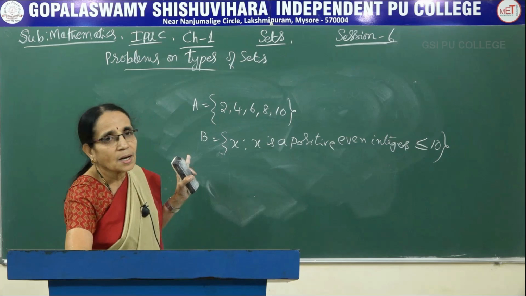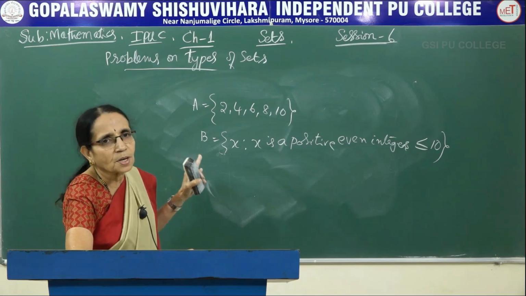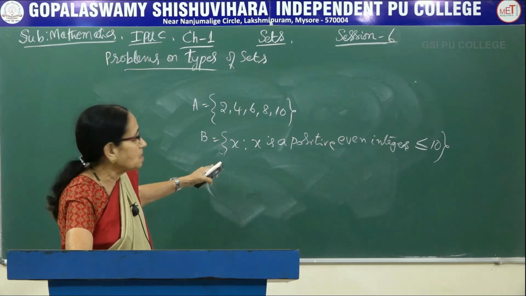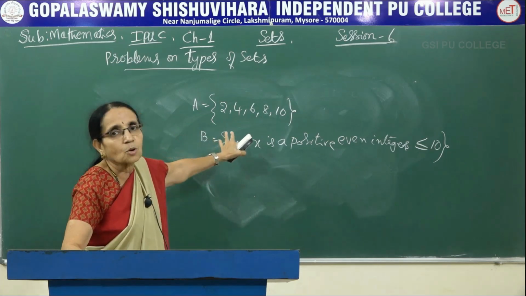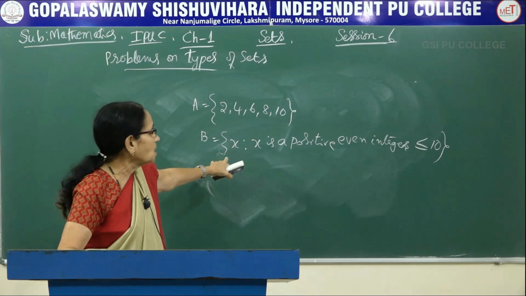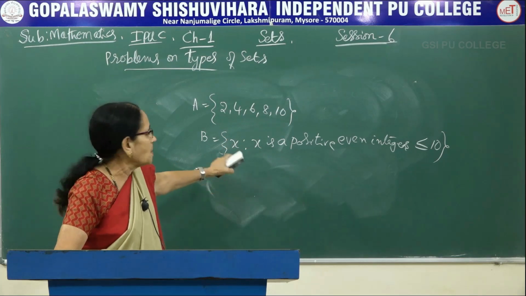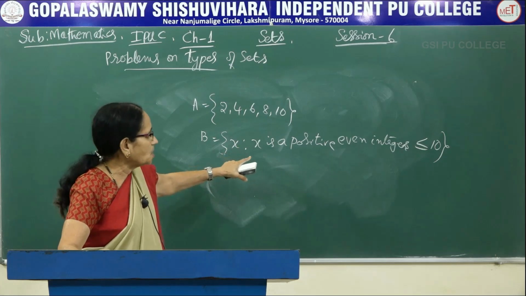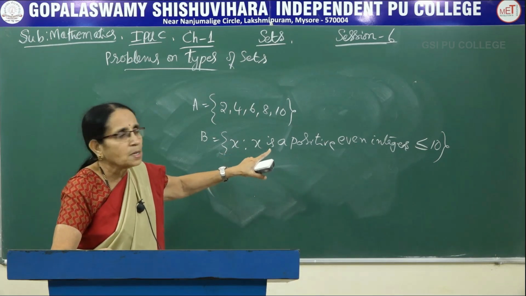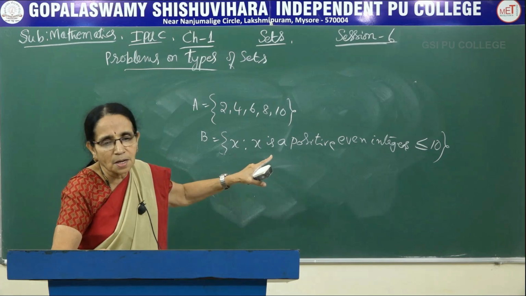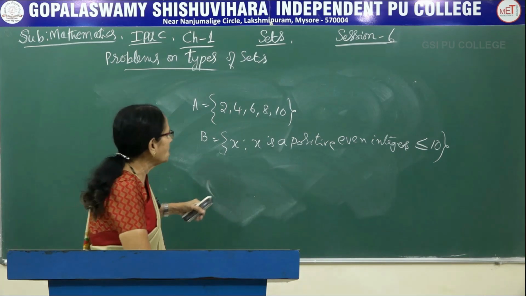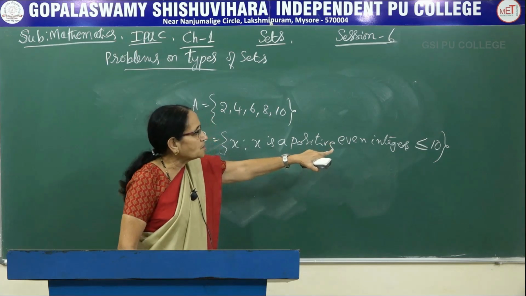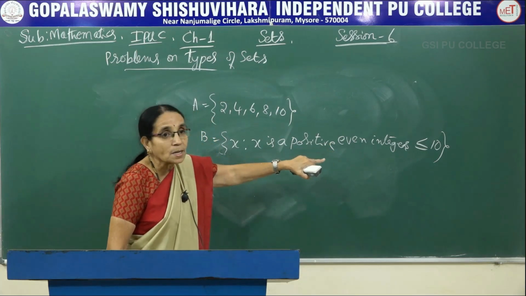That is, A is containing 2, 4, 6, 8, 10. 5 elements are there. How is B defined here? See, that is given in the roster form. You know the exact elements. It is given in the set builder form. B is containing all x, such that x is a positive even integer less than or equal to 10. That means that, see, it should be positive, it should be even, it should be less than or equal to 10. So equality is also there.